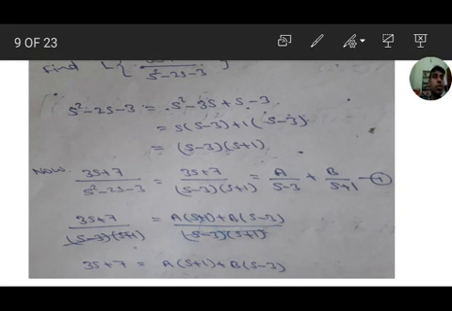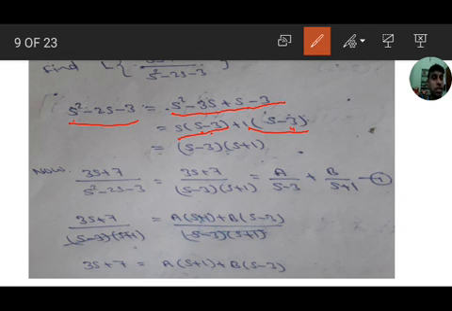Again here also we factorize the denominator, because we don't know the factors. So factorize the denominator s square minus 2s minus 3. Minus 2s can be written as minus 3s plus s, so s square minus 3s plus s minus 3. S is common, s into s minus 3, plus 1 into s minus 3. In both cases s minus 3 is common, we get s plus 1.